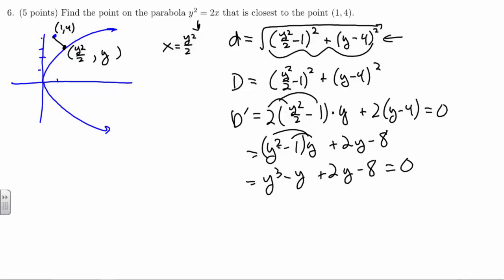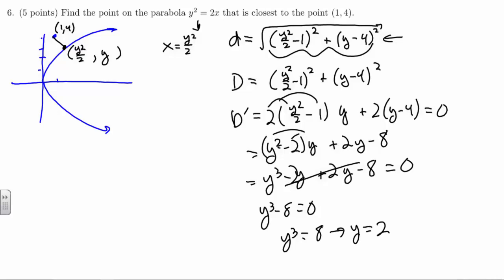You know what? That should be 2. Let me just make sure I get this right. This is minus 1, but when I expand it, that turns into a 2, and that's a 2y, and they cancel. Great. And so now we have y cubed minus 8 is equal to 0, or y cubed is equal to 8, which leads us to y is equal to 2.